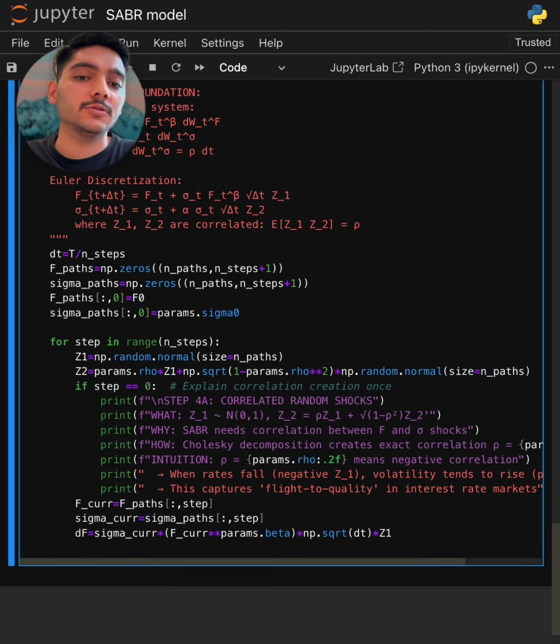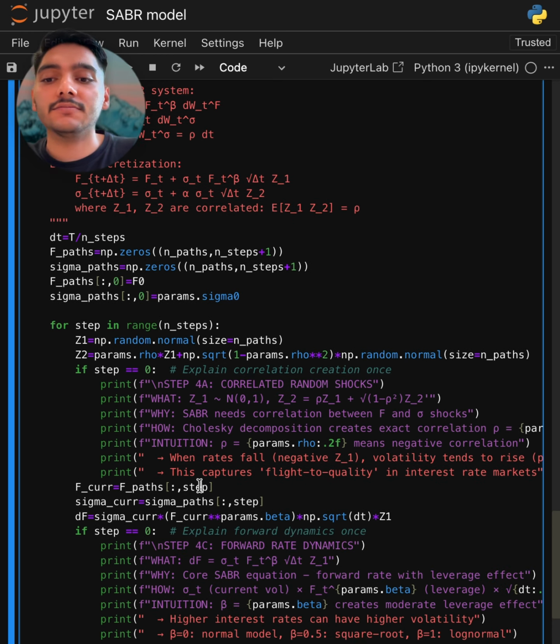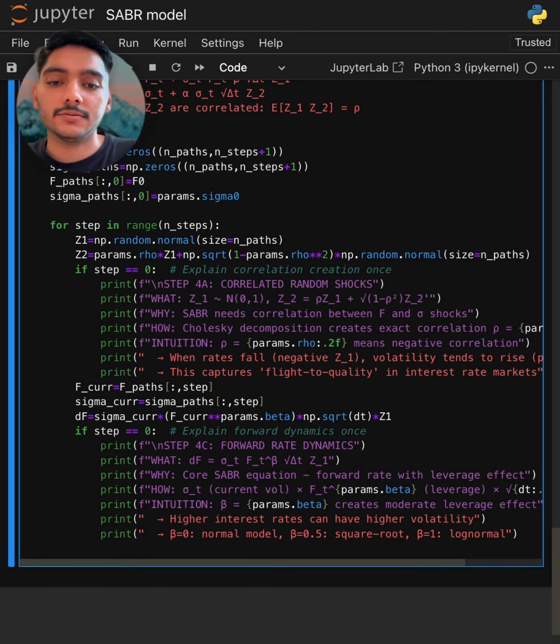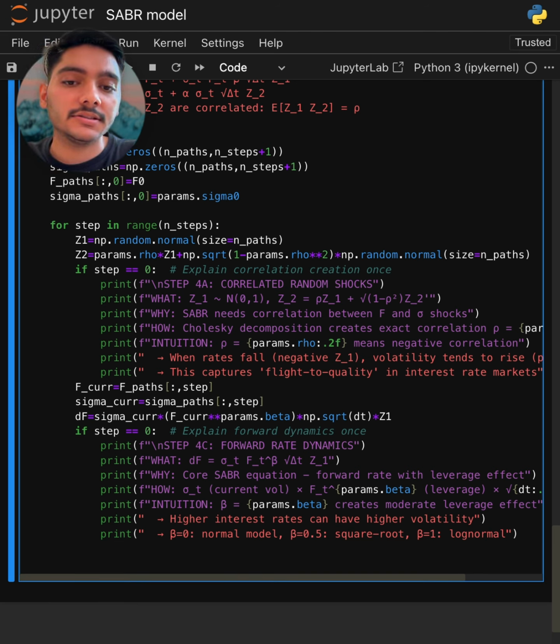So let me also write a print statement for our easy explanation. It will be something like this, for the understanding, explaining forward dynamics. So let's get ahead to the step 4d, where we apply the SABR volatility dynamics. This makes volatility itself stochastic, which is a key SABR innovation. So it is the volatility parameter into current volatility into time scaling into correlated shock. It already follows geometric Brownian motion, always positive.